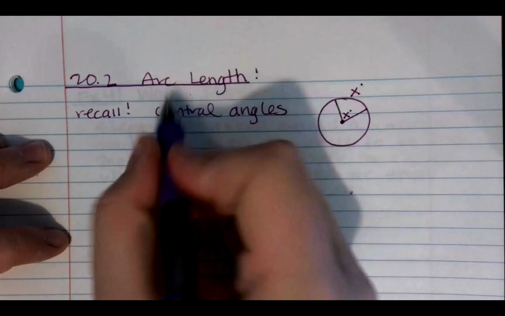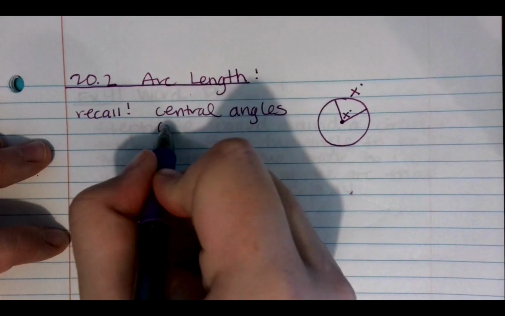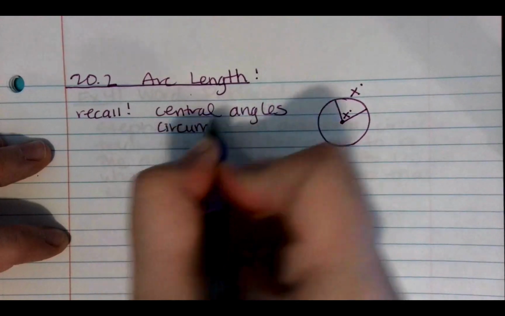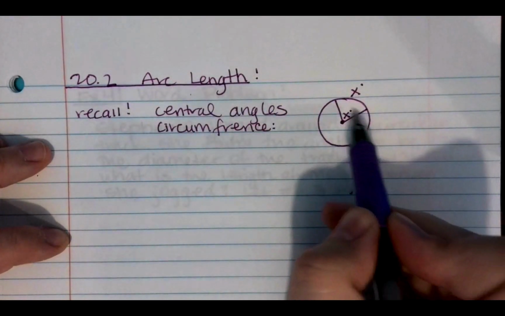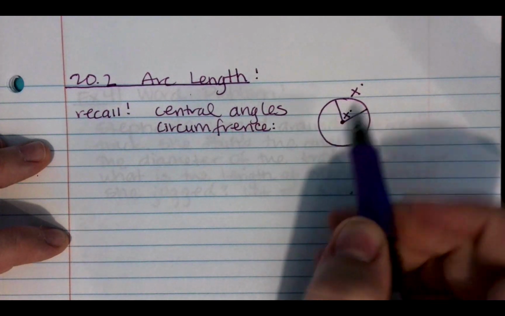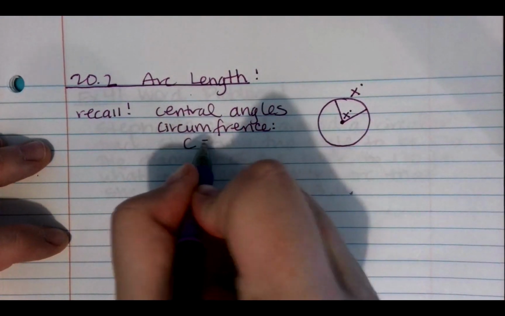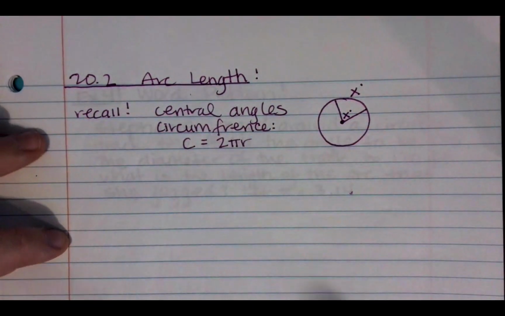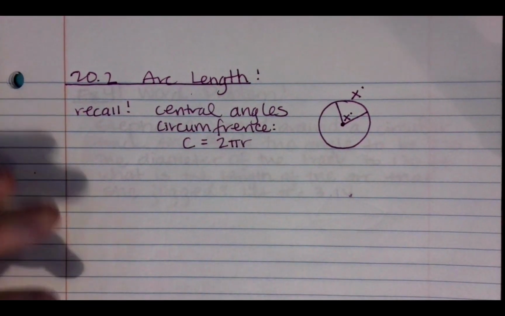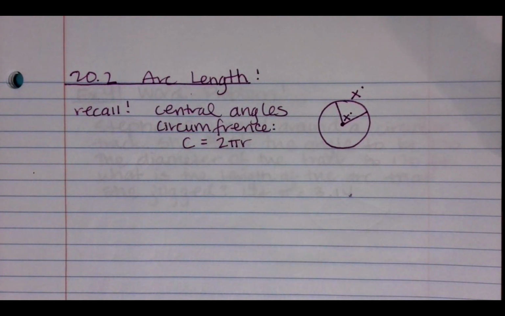I also want to recall that we have a circumference. The circumference of a circle measures the distance all the way around. And for that, our formula is circumference equals 2 pi r. Our formula today is just going to build on that. So if that looks familiar, that's great. If it doesn't, no big deal. We're just going to have our formula build on that.